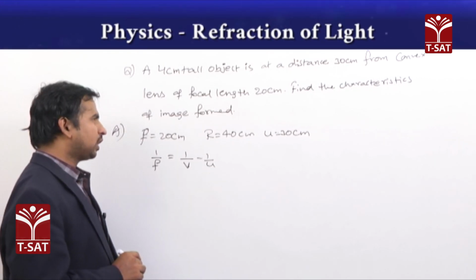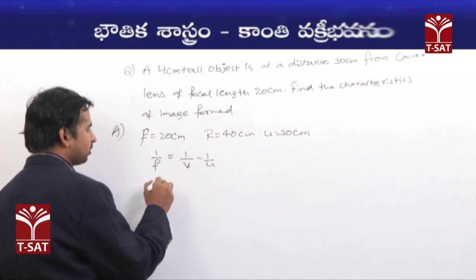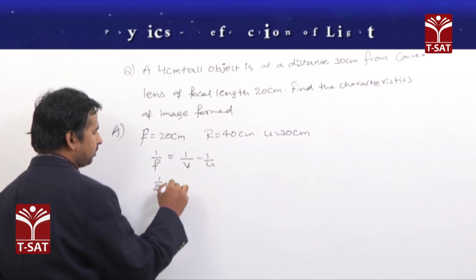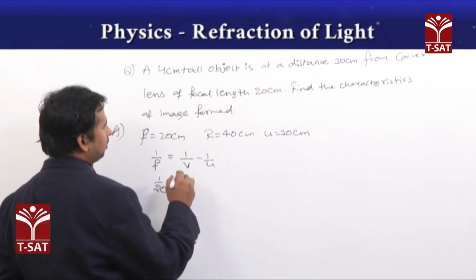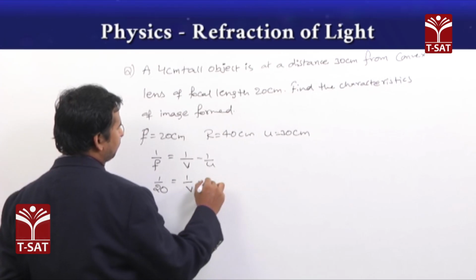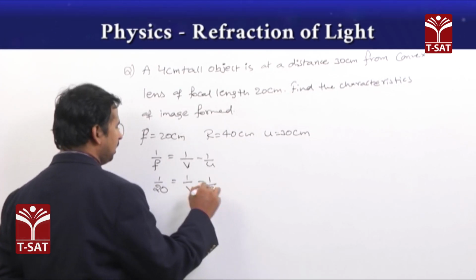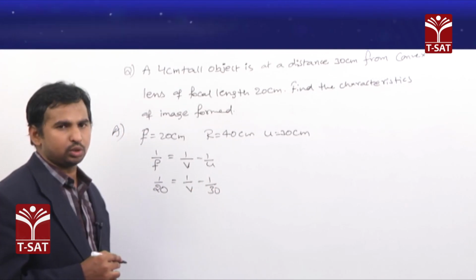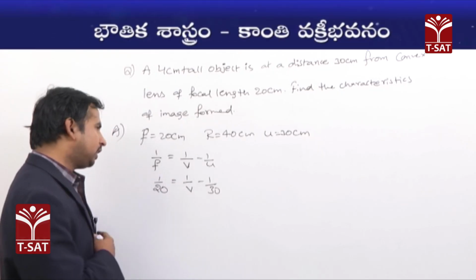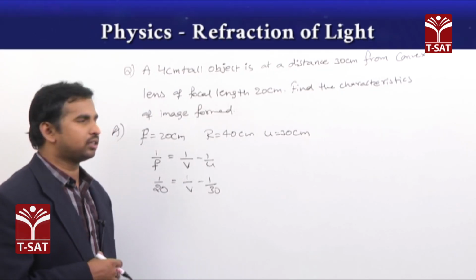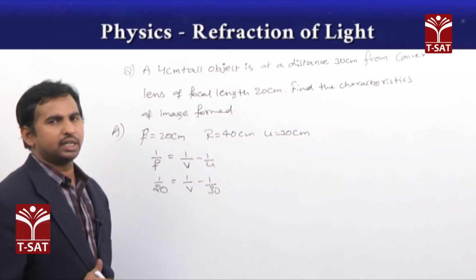Okay, the focal length is given in this problem as 20 centimeters, and the object is placed at 30 centimeters. At first we have to find the image distance.